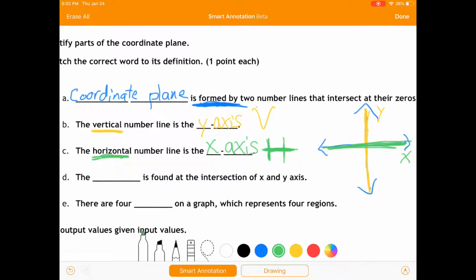So for number D, you have that the blank is found at the intersection of X and Y. So in this one, we are looking at this dot in the red, or the yellow and green, where the X and Y axes intersect. This place is called the origin.